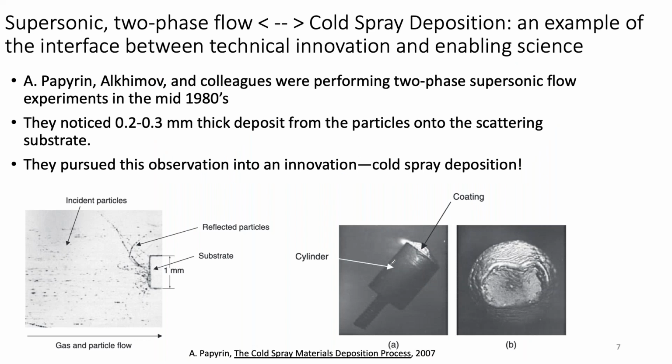So cold spray, what a strange metals processing technique. It actually was a bit of a mistake, like many great innovations are. The group of Anatoly Papyrin in the former Soviet Union was doing work on supersonic two-phase flow. And so you can see they're doing Schlieren type imaging. Here is the substrate, and they've got their two-phase flow supersonic gas and some metal particles. And they noticed that upon impact those particles had actually built up on the end of the cylinder.